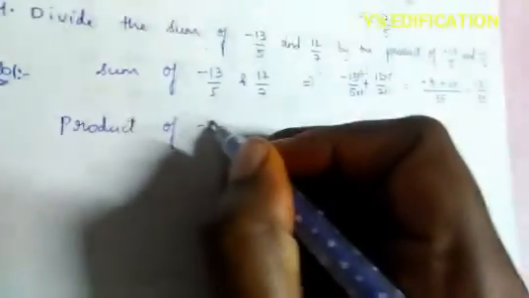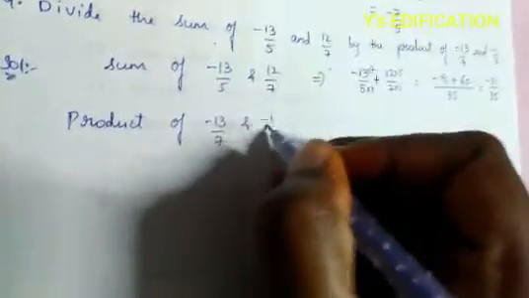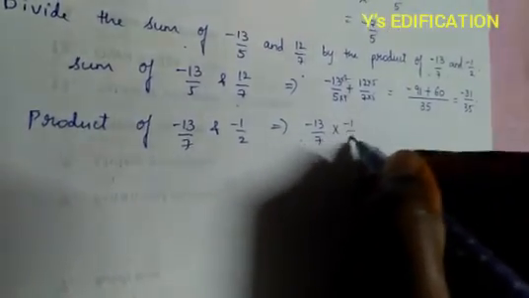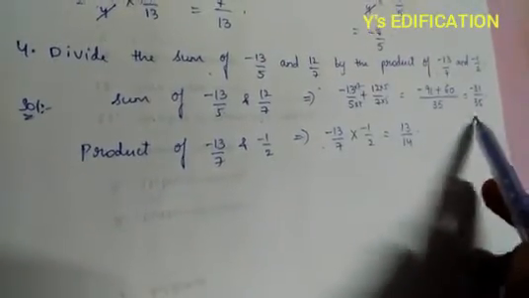And next, the product of minus 13 by 7 and minus 1 by 2. So let us do the multiplication. Minus 13 by 7 into minus 1 by 2. Minus into minus is plus, so the answer is 13 by 14. So we got the sum of the two numbers and the product of the two numbers.